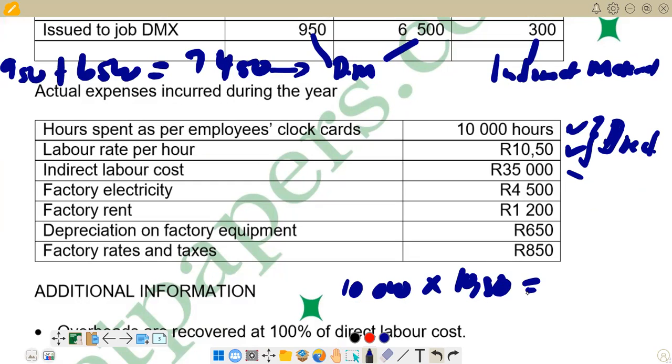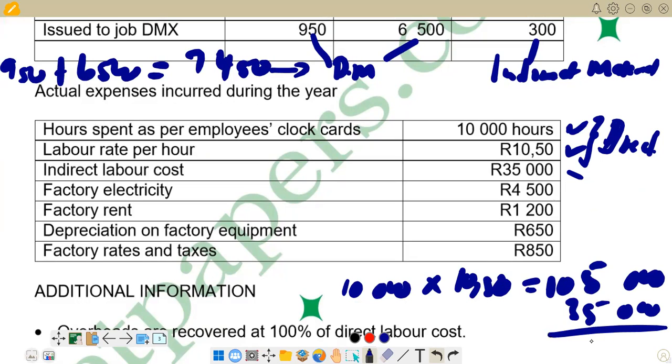Let's try to multiply that one. We're going to get 105,000. Then we are going to add 35,000 there so that we get the total labor. So 35,000 there, you get 140,000. This 140,000, we just want to make the double entry of the payment of this labor.